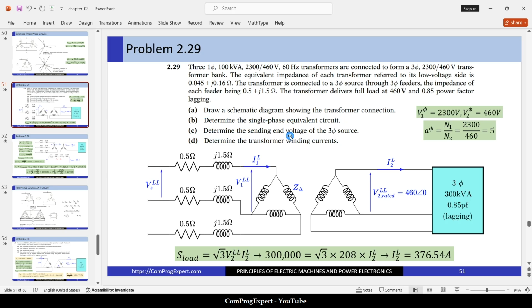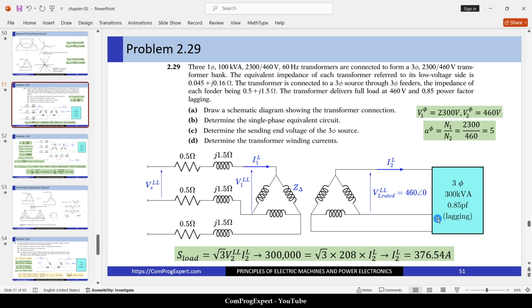Determine the sending end voltage of the 3-phase source and finally the transformer winding currents. Here, because the line-to-line voltage of the primary side of this three-phase transformer is equal to the primary voltage of this single-phase transformer, we have this delta connection for the primary side and the same again for the secondary side. The value of the line-to-line voltage is the same as the secondary voltage of this single-phase transformer.